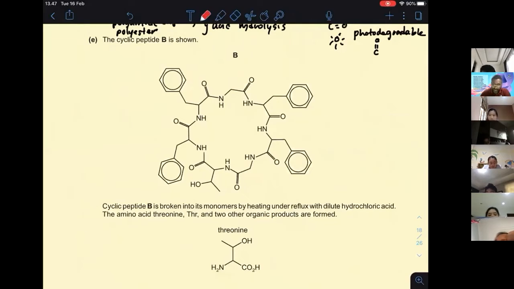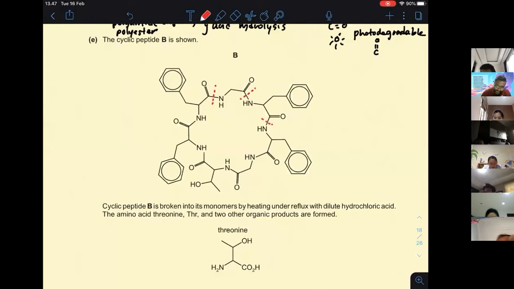I want to know what the others are. This is going to be breaking the bond, it's a hydrolysis. The bond that will be broken is the bond between carbon double bond O and N H. This particular bond, the peptide bond, will be broken. So I'll just put it here. This bond is going to be broken, and this bond is going to be broken.